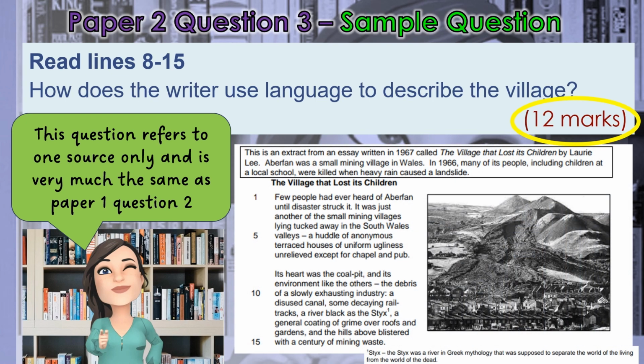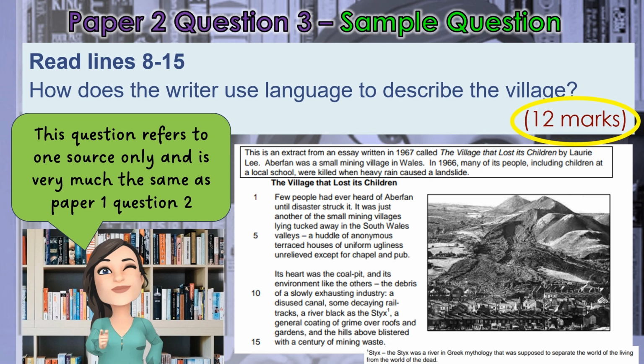This extract is from an essay written in 1967 called The Village That Lost Its Children by Laurie Lee. Aberfan was a small mining village in Wales. In 1966, many of its people, including children at a local school, were killed when heavy rain caused a landslide. Few people had ever heard of Aberfan until disaster struck.